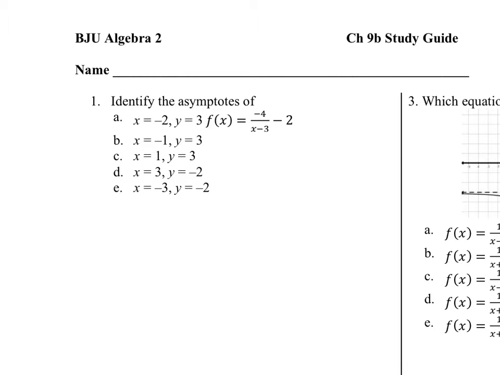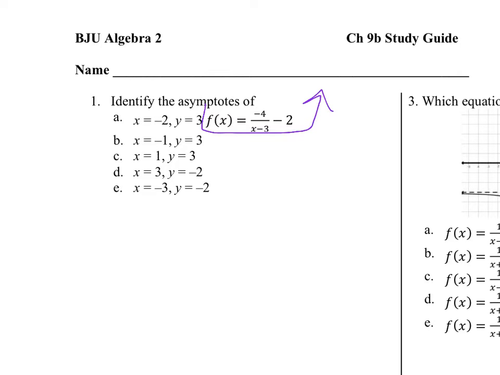All right, we're going to be working on the Chapter 9B study guide today. First, notice that this is actually part of the question. It won't be like this on the test. I apologize. So, identify the asymptotes of minus 4 over x minus 3 minus 2.